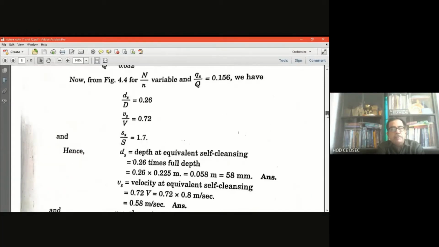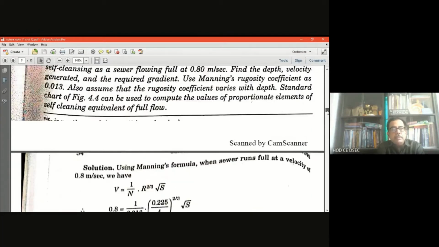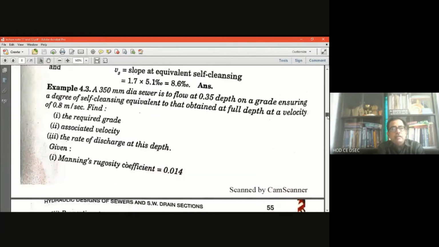This is the concluding part of the 12th lecture, the design of sewers. The question given is: a 350 millimeter diameter sewer, and the proportionate depth is 0.35. It is again a problem of partial flow. That means small d by capital D is 0.35, because it is given in the question that the flow at 0.35 depth on a grade ensures a degree of self-cleansing equivalent to that obtained at full depth at velocity 0.8 meter per second.